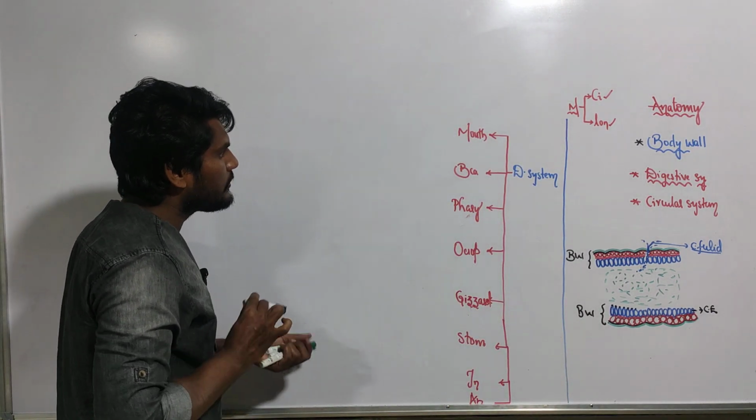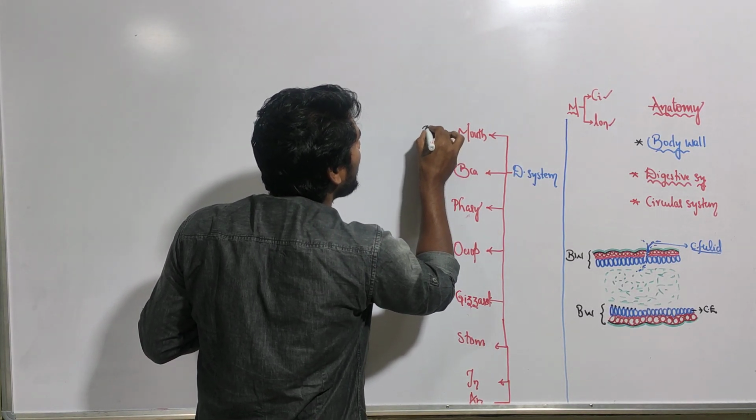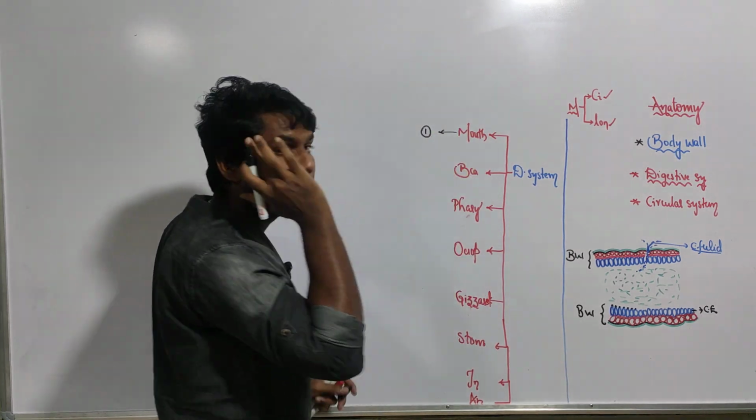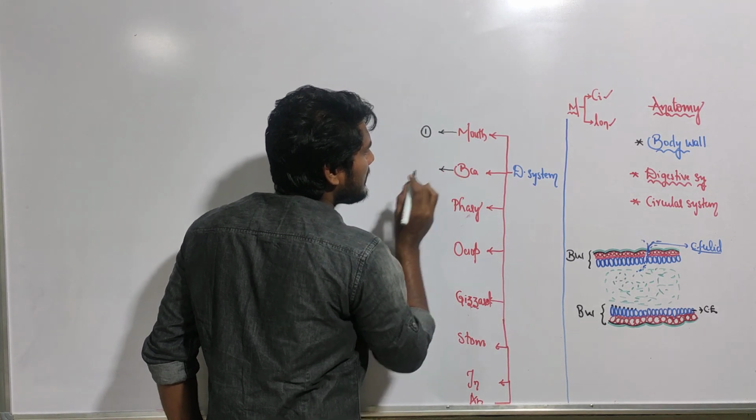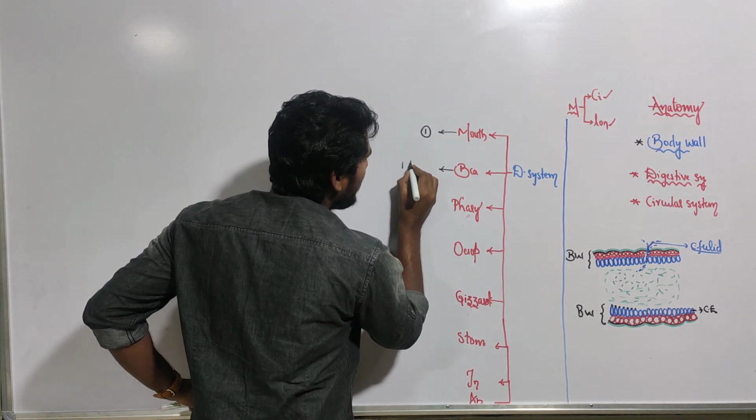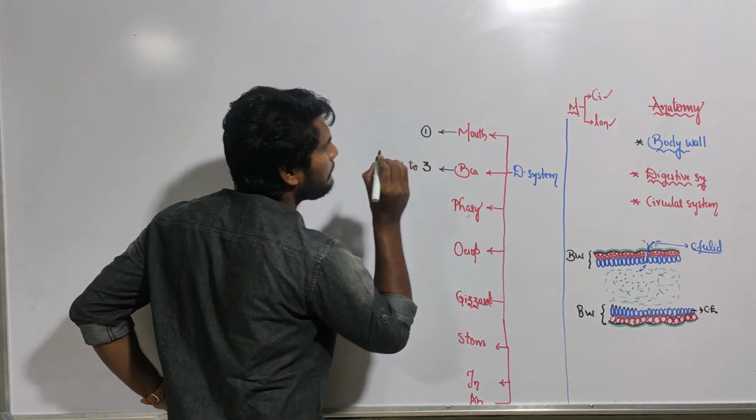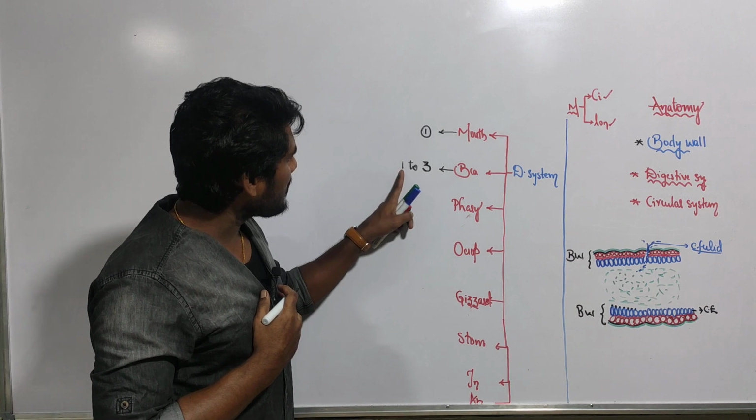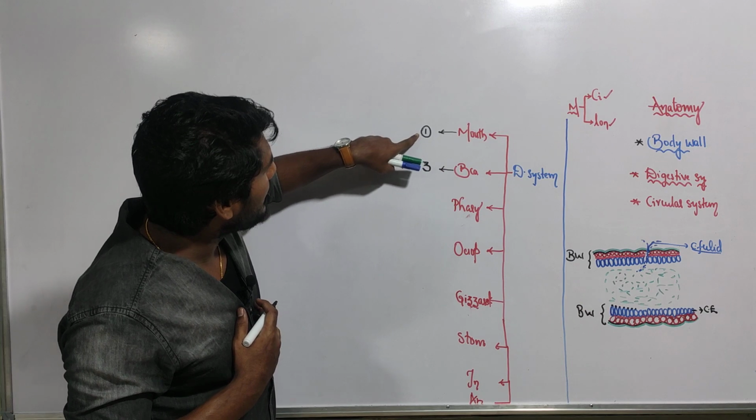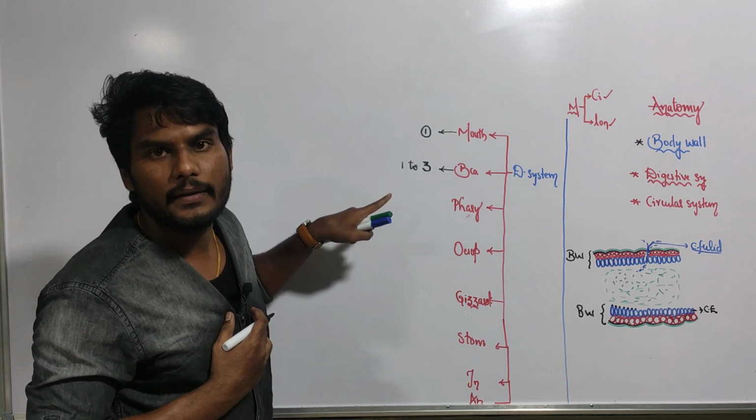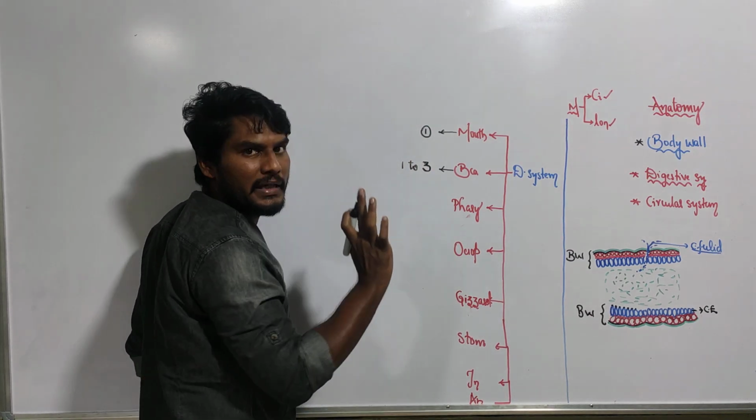The mouth is the anterior opening, and it opens in the anterior part of the first segment. The buccal cavity is present from the first segment to the third segment. I will represent it with a diagram also, don't worry. The mouth and buccal cavity are both present in the first segment, and the buccal cavity starts from the first segment and extends up to the third segment.